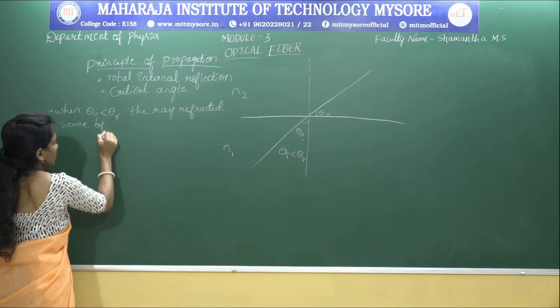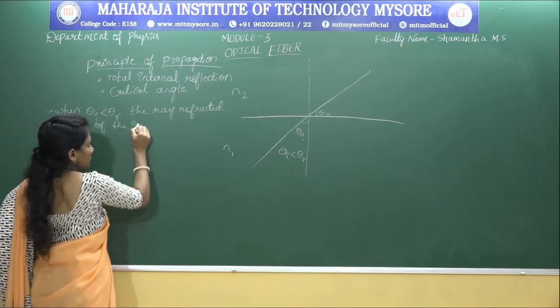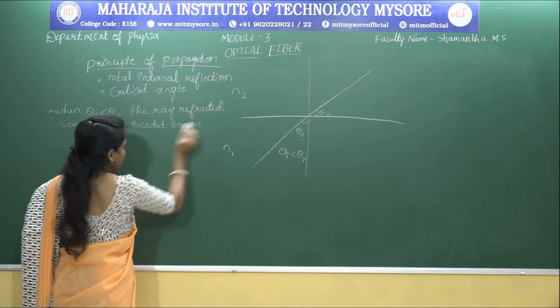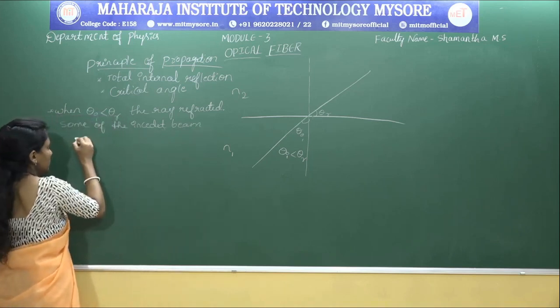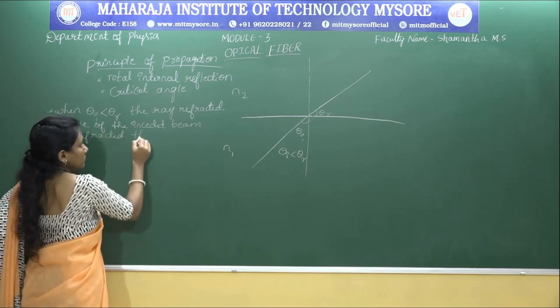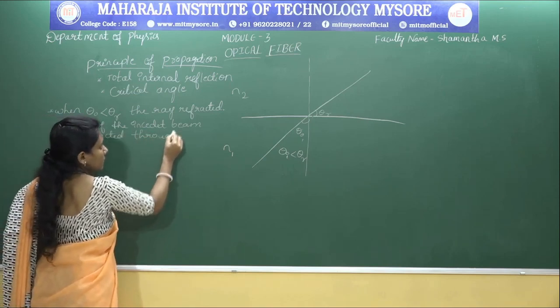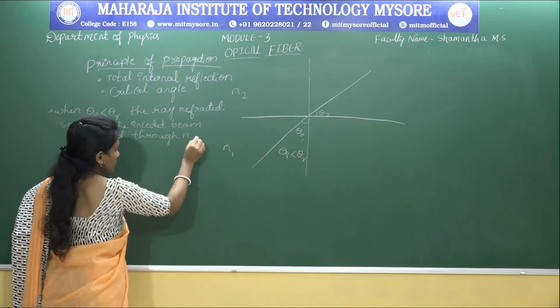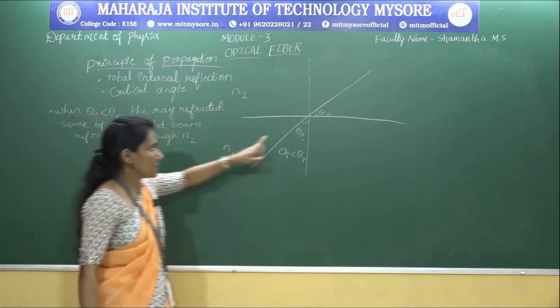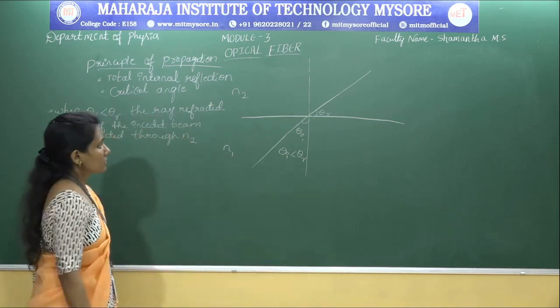So in this case some of the incident beam is refracted through the rarer medium N2, when theta i is less than theta r.